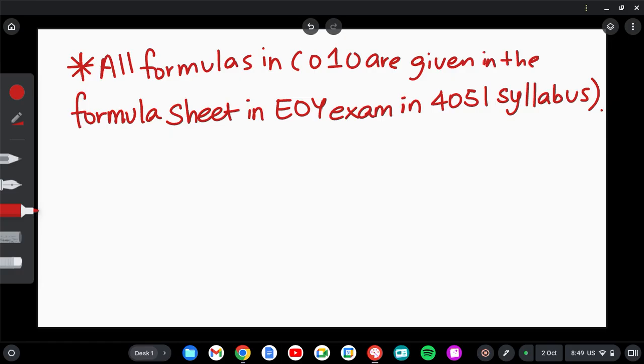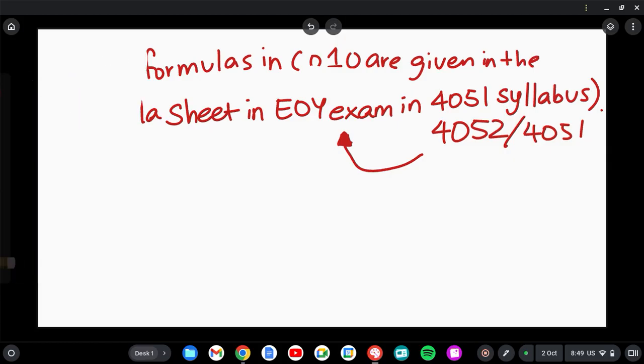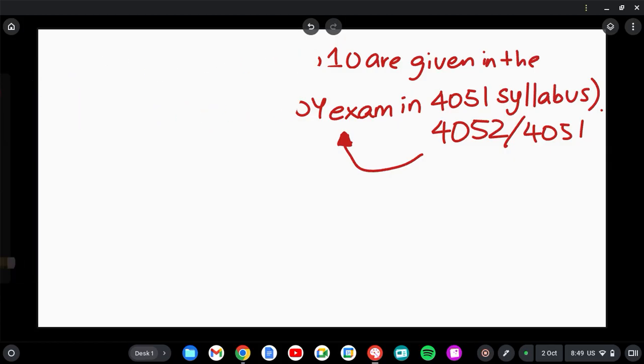If you're taking 4051 and 4052, you should know that all formulas for chapter 10 and some for chapter 9 are given in the formula sheet. So you do not need to memorize stuff like what is tangent 2A. Don't need. It's all given in the formula sheet.